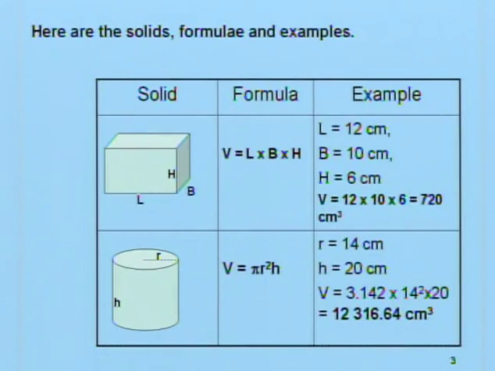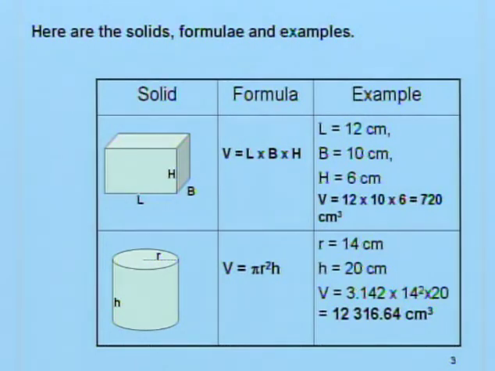In the first example given there, the first shape is a cuboid. It has length, breadth, height. The formula for finding the volume is V is equal to L times B times H.